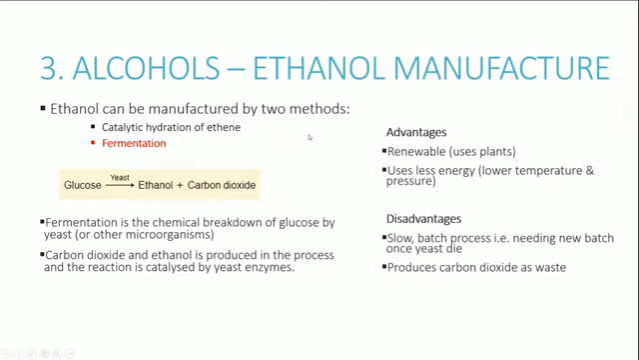And so the advantages would be that it's renewable and you're using less energy because lower temperatures and pressures are required for this compared to the catalytic hydration of ethene. But the disadvantages would be that it's slower in production. It's a batch process, meaning that you need a new batch of yeast once the yeast die, and it produces carbon dioxide, which is theoretically a waste. But yeah, there are two main methods of making ethanol, and Cambridge wants you to be aware of that, along with their relative advantages and disadvantages.